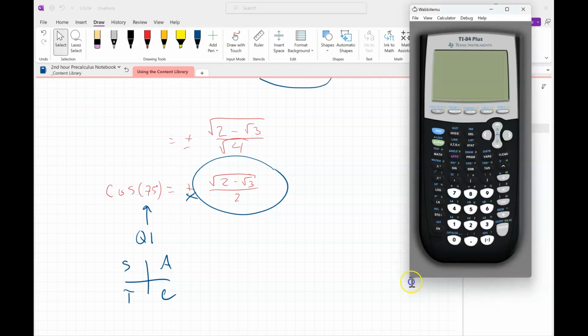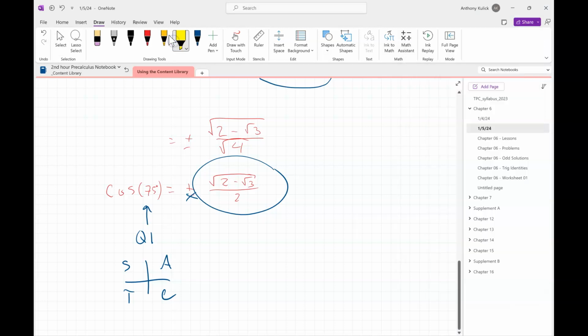And again, if we wanted to check this, change my calculator mode to degrees. If I do cosine of 75, that's that number. And I do radical 2 minus root 3 over 2. Same number. Who's convinced we have the right answer? Everybody should be, right? Mary? Certainly.